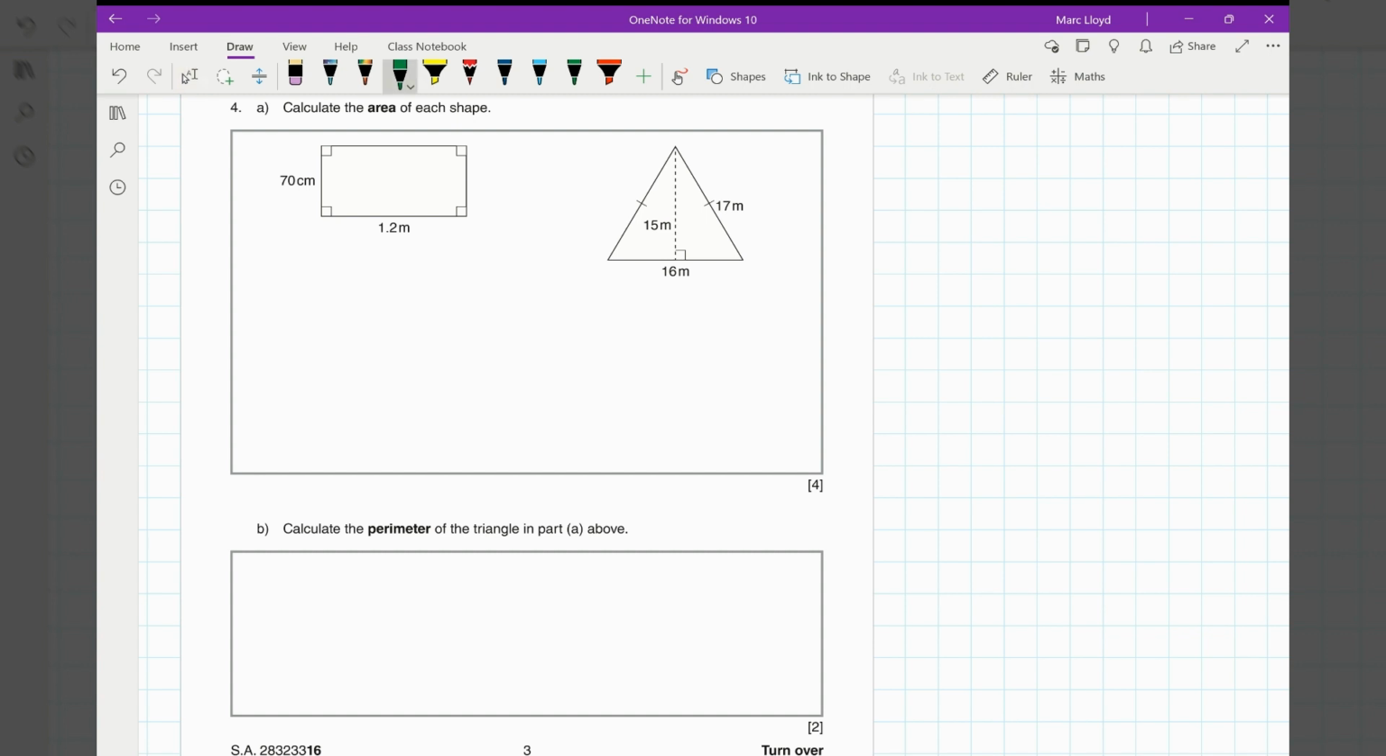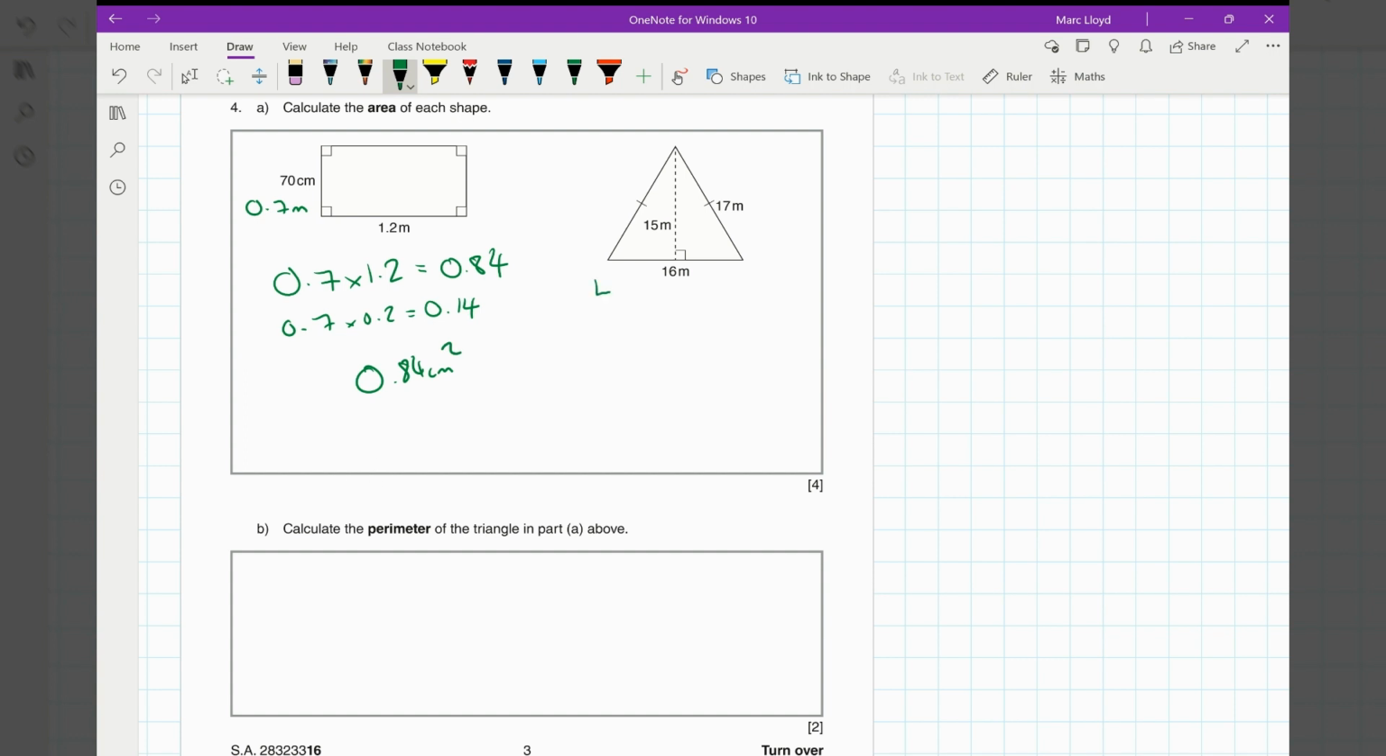I am going to find it a lot easier to multiply if I've got 0.7 meters and 1.2. So 0.7 times by 1.2. 0.7 times by 0.2 is 0.14, and then I can add the 0.7 onto that, which gives me 0.84. So my answer there is 0.84 centimeters squared.